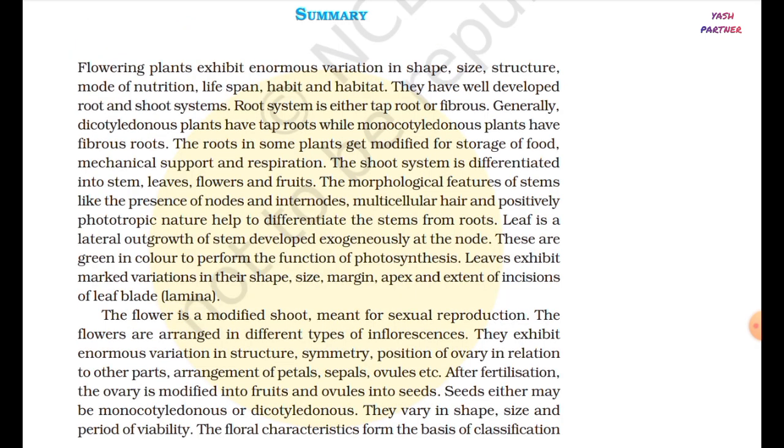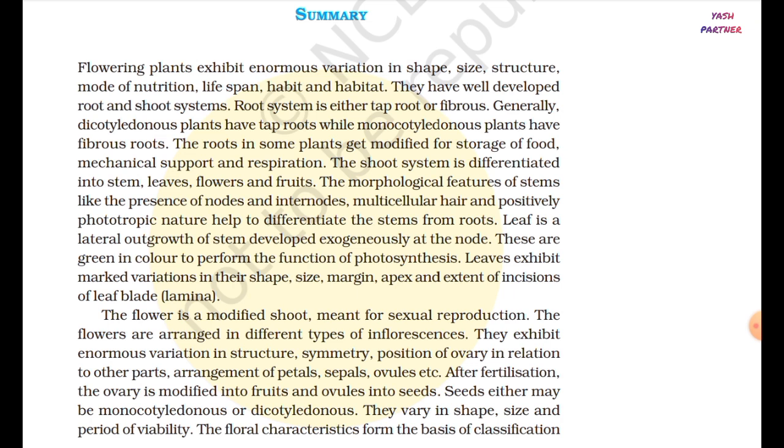Summary. Flowering plants exhibit enormous variation in shape, size, structure, mode of nutrition, lifespan, habit, and habitat. They have well developed root and shoot systems. Root system is either tap root or fibrous. Generally, dicotyledonous plants have tap roots while monocotyledonous plants have fibrous roots. The roots in some plants get modified for storage of food, mechanical support, and respiration. The shoot system is differentiated into stem, leaves, flowers, and fruits.